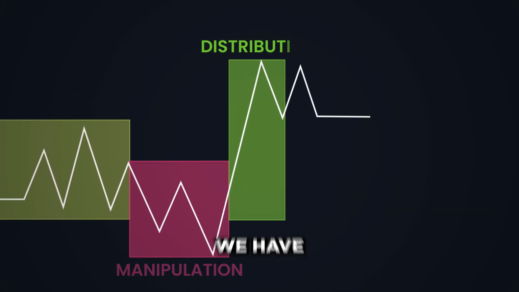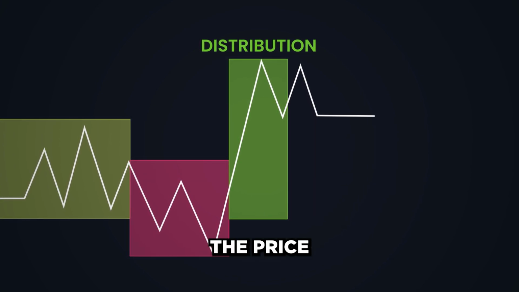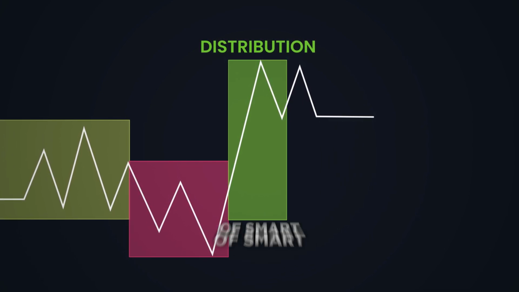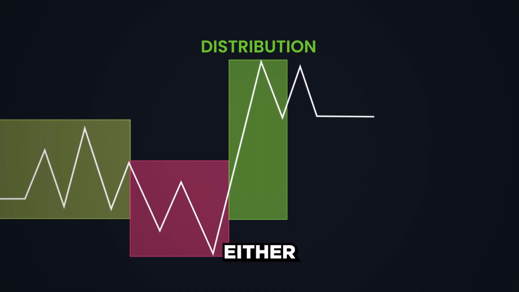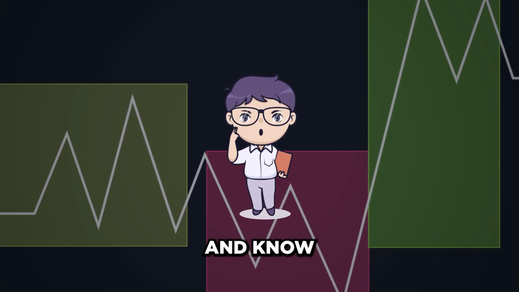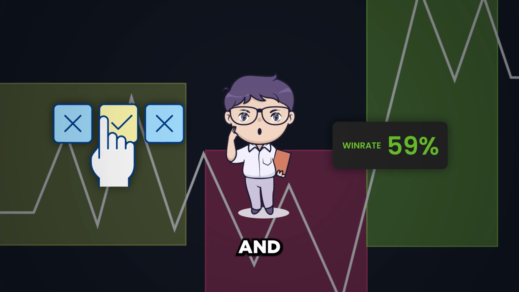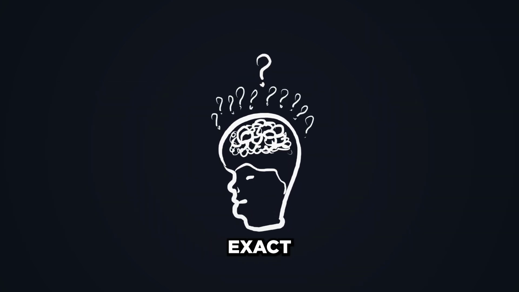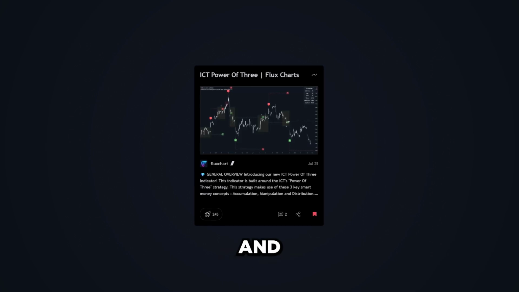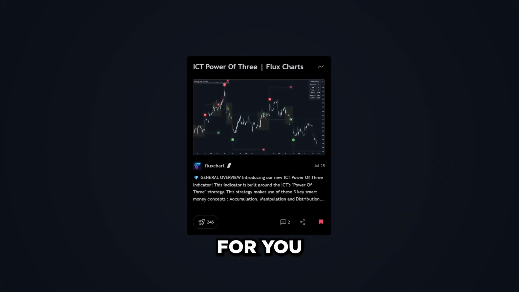And finally, we have the distribution phase. After the manipulation phase, the price moves in the intended direction of smart money. This phase is characterized by a clear trend, either upward or downward. Traders who understand these phases and know how to identify them can make better informed decisions and improve their win rate. A lot of people struggle to pinpoint these exact phases in the price action, and this is why we created a free indicator that automates the entire thing for you.